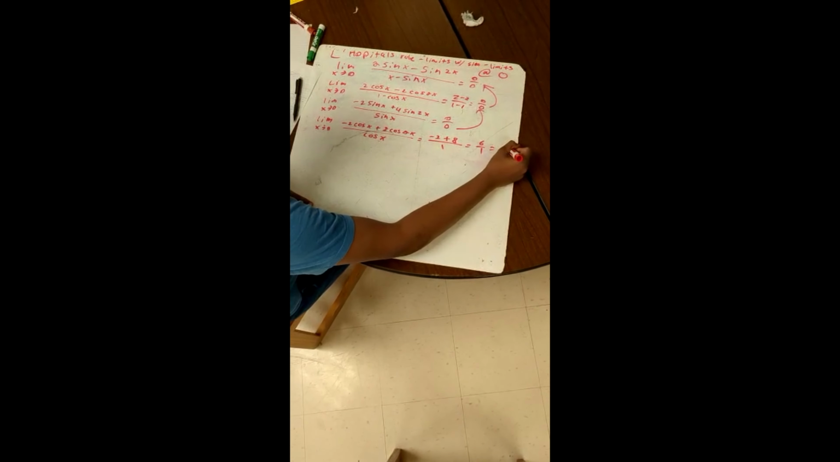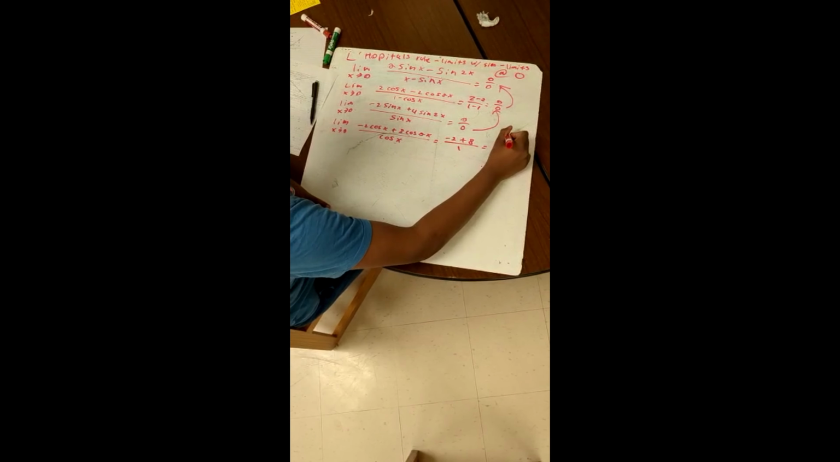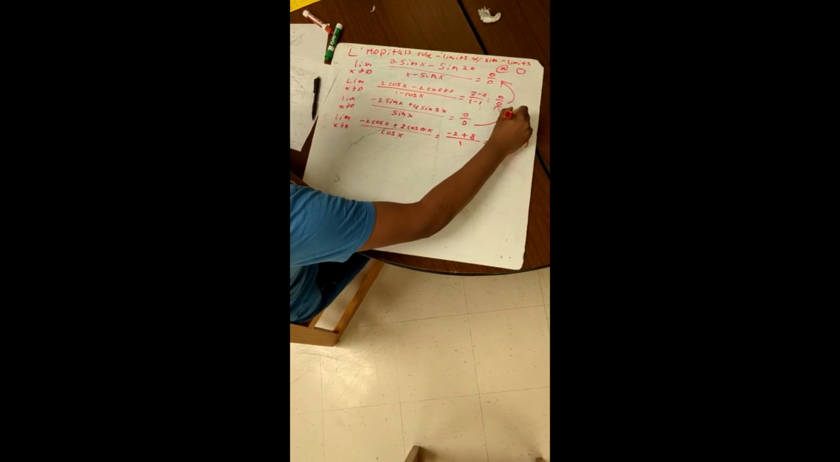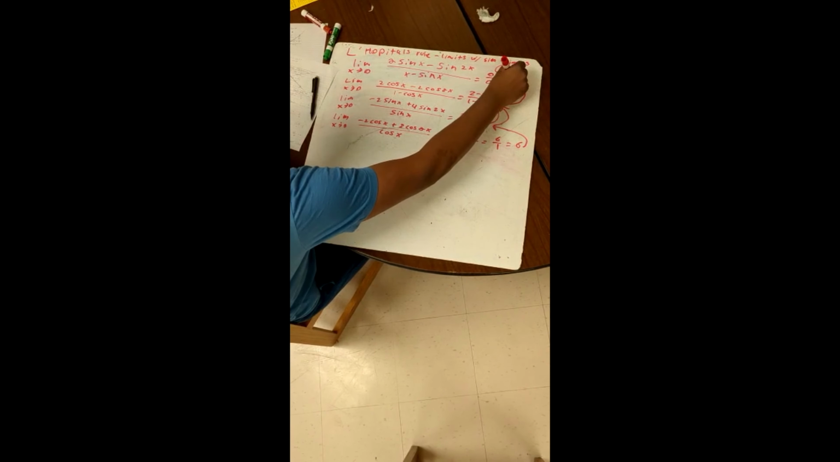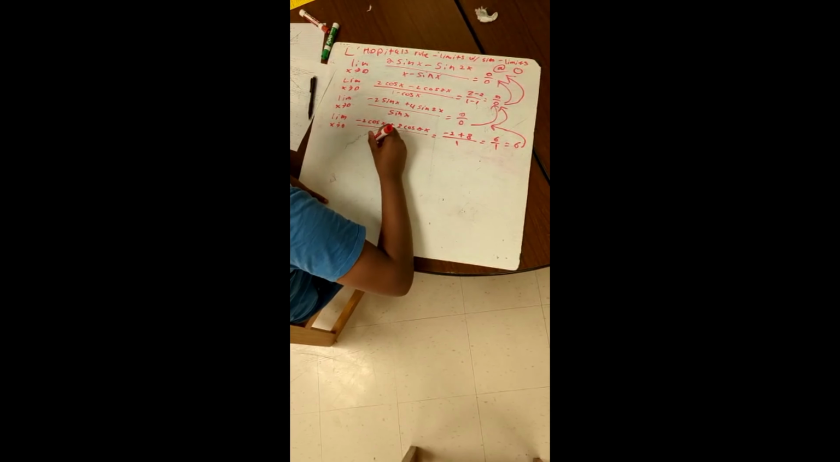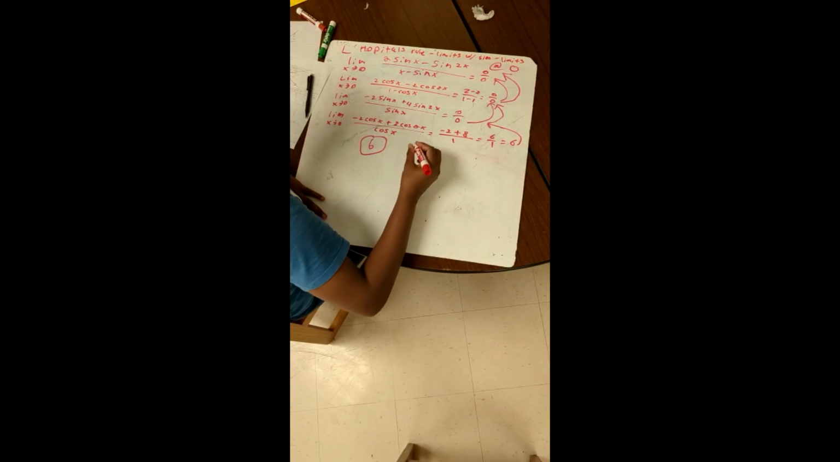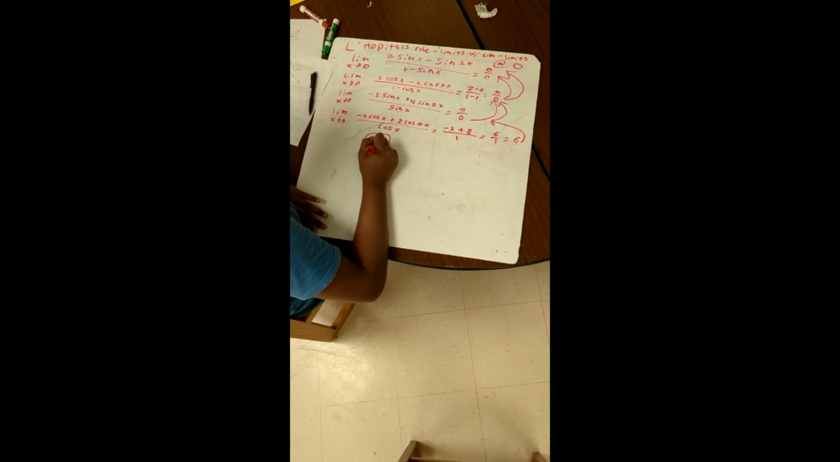And then we know that this equals this, which also equals this, which also equals this. So we know 6 is our final answer. So the limit is 6.